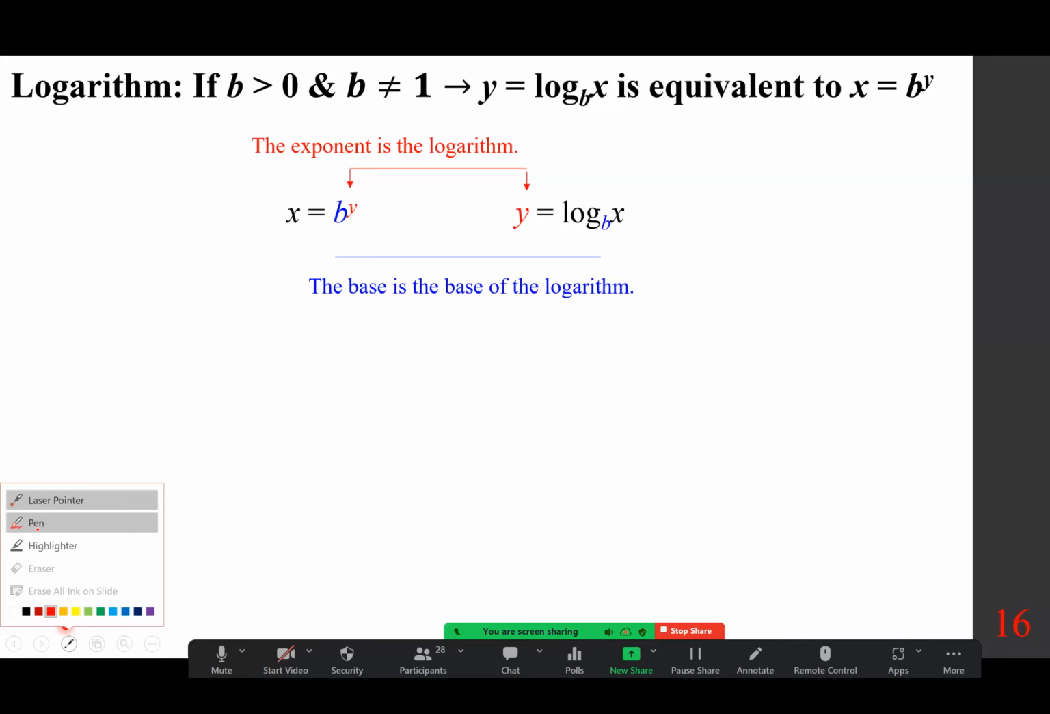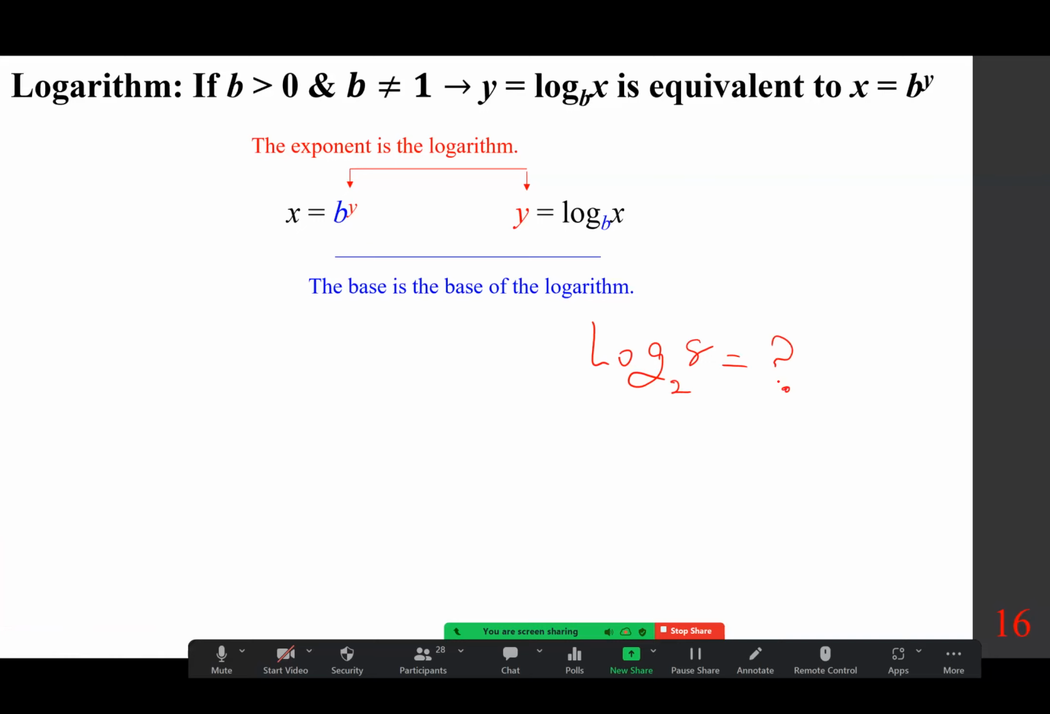So if somebody asks you, what is log 8 base 2? It's the same as saying 2 to what exponent equals 8? As you know, the answer to both of them is 3, meaning a log is simply an exponent.